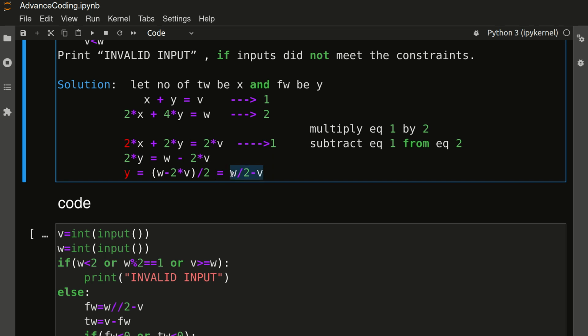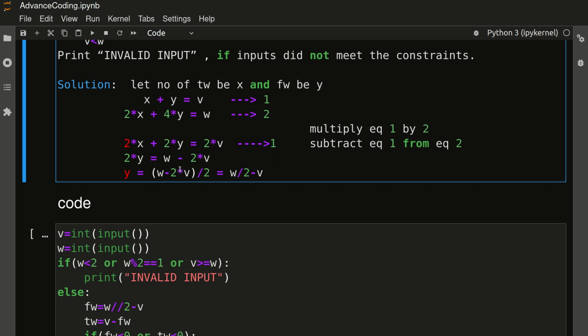Okay, so I hope all of you are aware how to solve these two equations. Very simple. I have just multiplied by 2 and then subtracted it. So in this way we got the value of four-wheelers. So to get four-wheelers, we have to just do this, w by 2 minus v. And we have both values given in input, w also and v also. Okay, so in this way we will get how many four-wheelers.